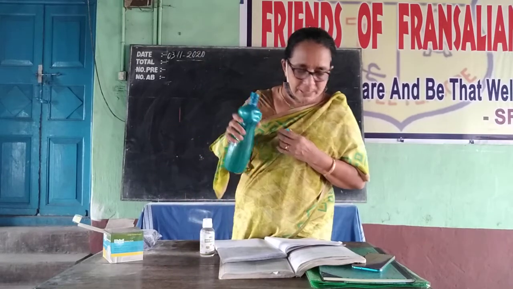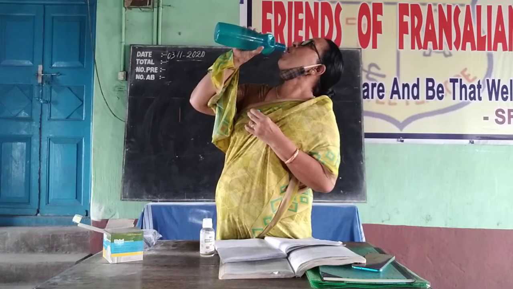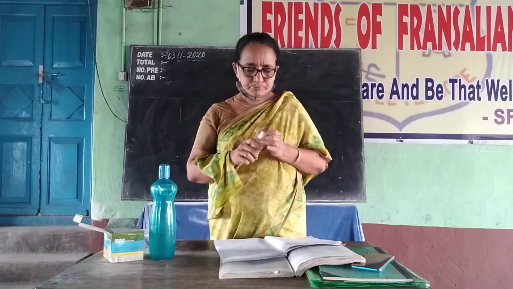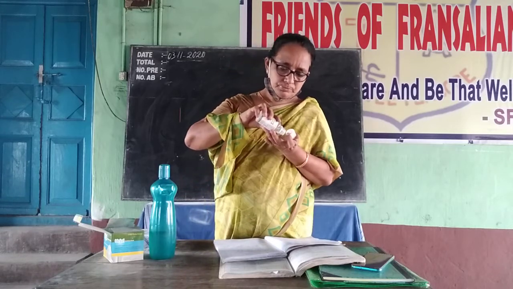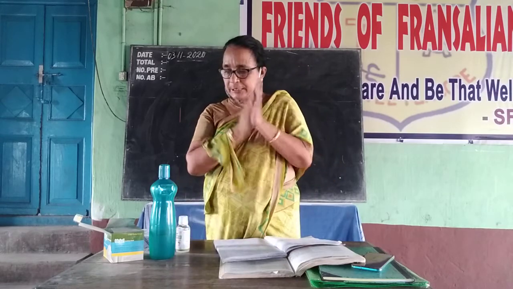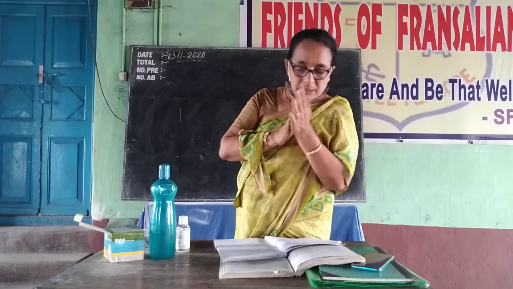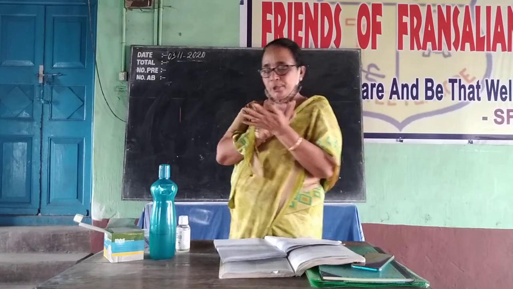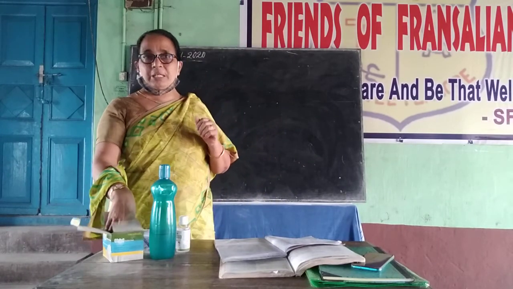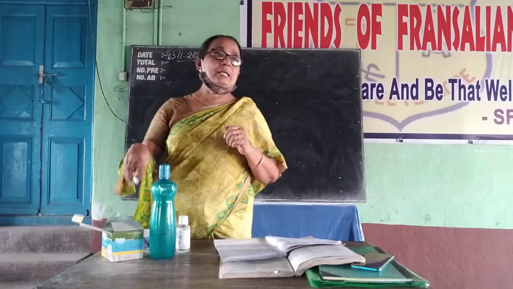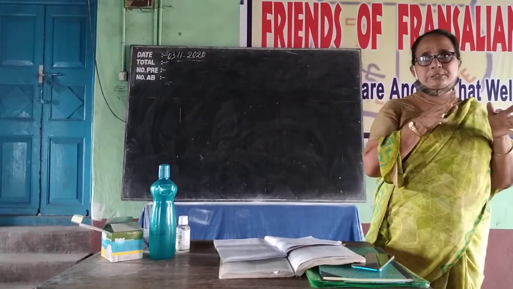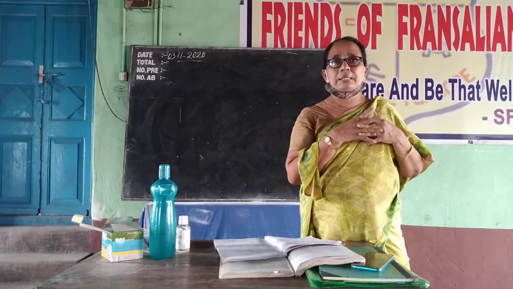Write out the height of the cylinder: 20 centimeter. As I told you, volume unit is cubic unit: cubic centimeter, cubic meter, centimeter cube, meter cube. Area unit: area means base area or curved surface area or total surface area, all will come under area. Area is in square unit.